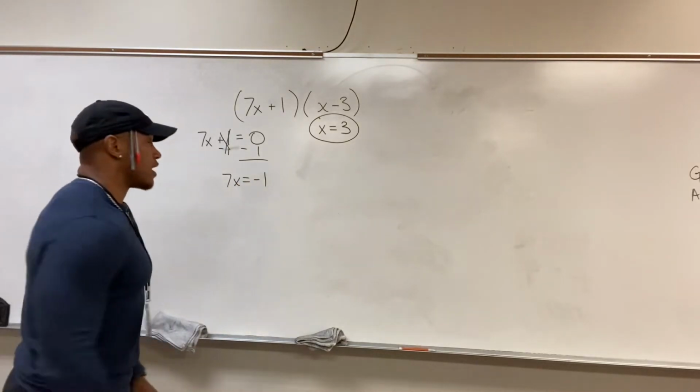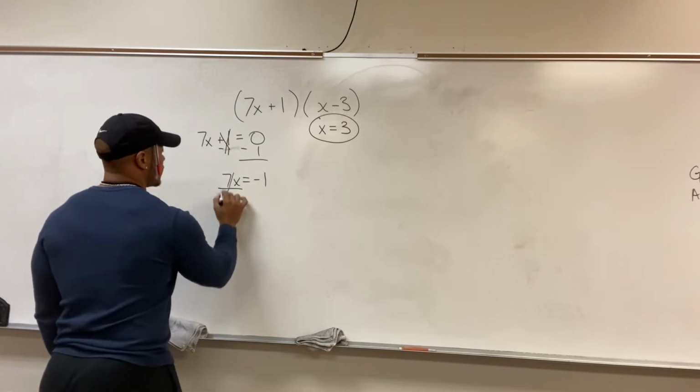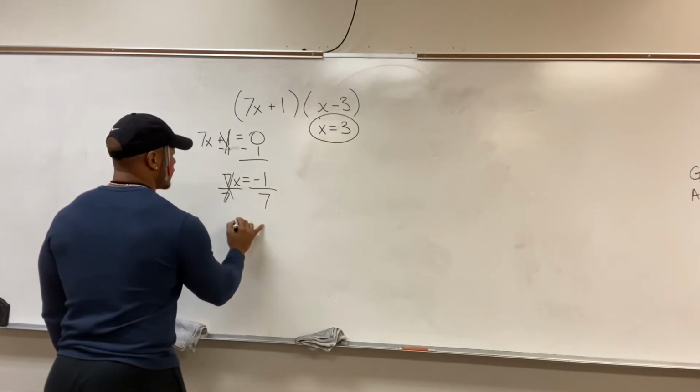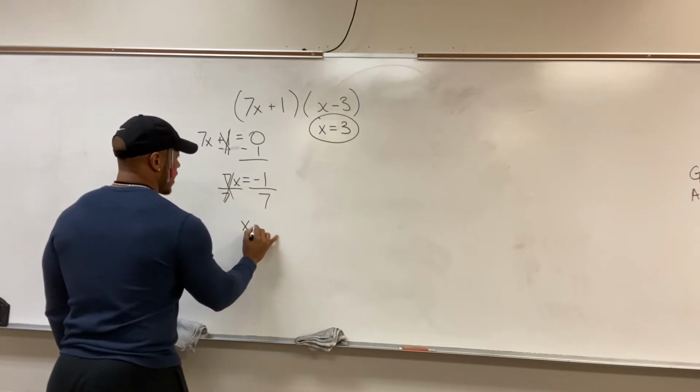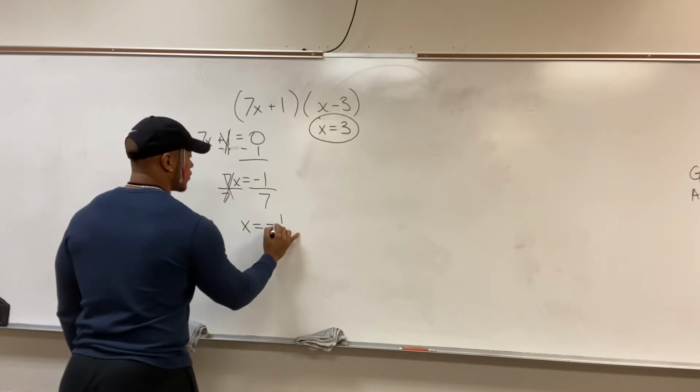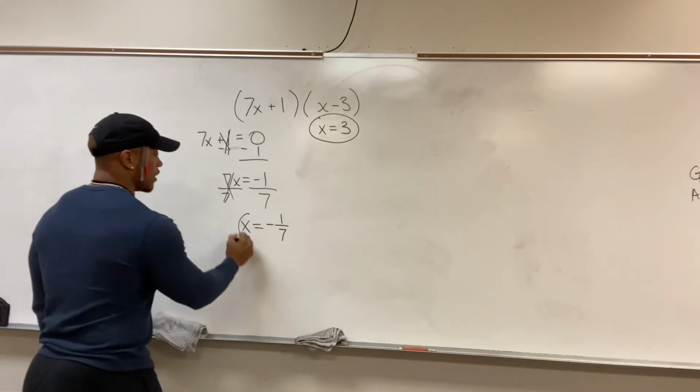Next part, we got to divide by 7. Divide the 7, eliminates that here. Divide the 7, eliminates that there. So x is going to equal negative 1 over 7, okay?